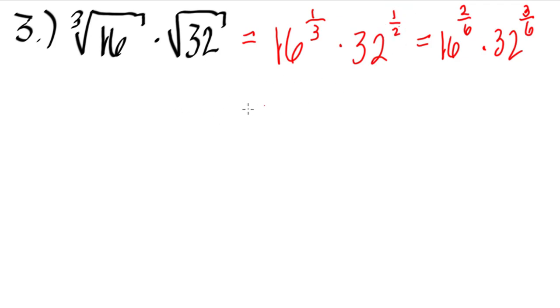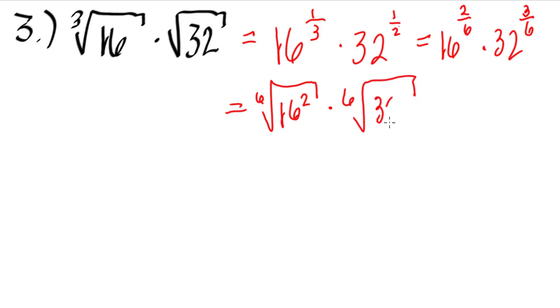So let's put them back in radical forms. So we have the sixth root of 16 squared times the sixth root of 32 cubed. Okay, now what we want to do then is to simplify this, but we would want to know something before we would be simplifying. Okay, because this is going to be a big number.